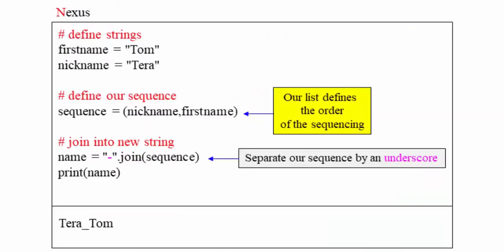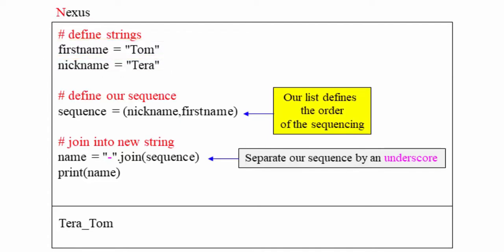First of all, we're going to define our strings and our variables. first_name equals, double quote, Tom. I could use single quotes, you know that. And nickname equals Tara with my quotes. So I've got a variable, first_name and nickname.